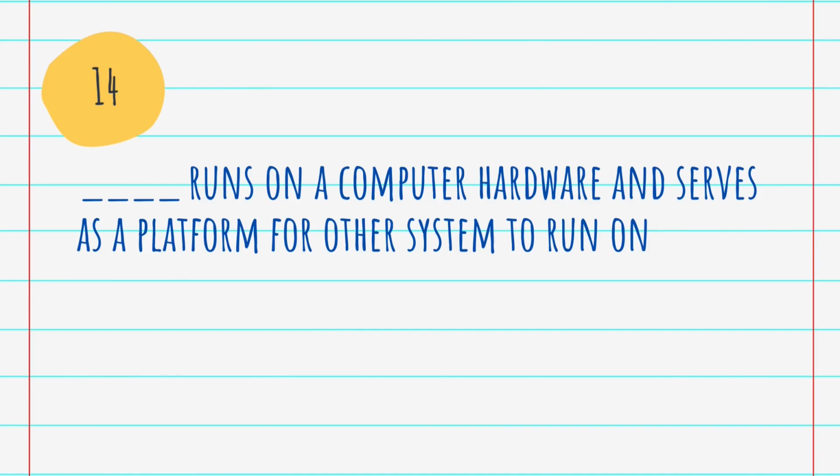Then question number 14. Dash runs on a computer hardware and serves as a platform for other systems to run on, and the answer is operating system. Operating system runs on a computer hardware and serves as a platform for other systems to run on.